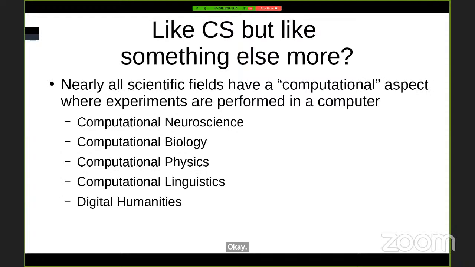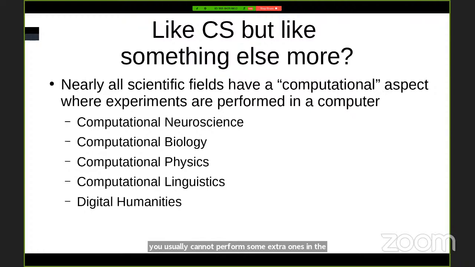At this point, if you're thinking that you like CS, but you really like another engineering field a lot more, well, good for you. That is an excellent thing to have. But I will point out that you can still do CS because nearly all scientific fields have a computational aspect, where instead of performing experiments in a lab, you perform those experiments in a computer because you usually cannot perform such experiments in the lab.